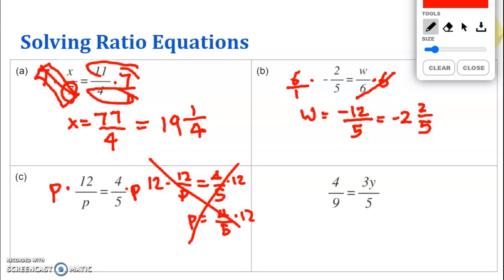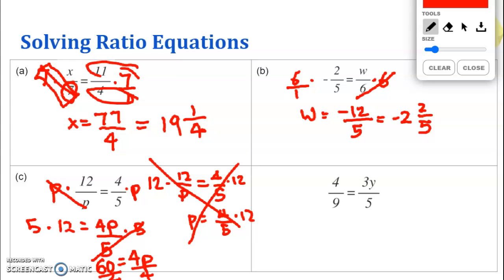Then when you do that, p divided by p cancels out, and you are just left with 12 is equal to 4p over 5. And again, I want to get rid of this 5, so I am going to multiply both sides by 5, and this goes away, and you're left with 4p is equal to 12 times 5 is 60, and then you divide both sides by 4, and you get p is equal to 15.